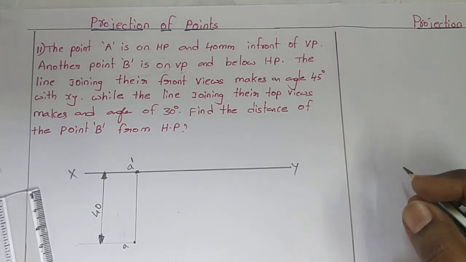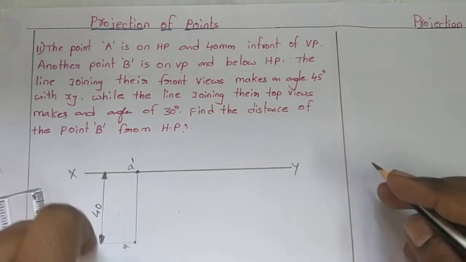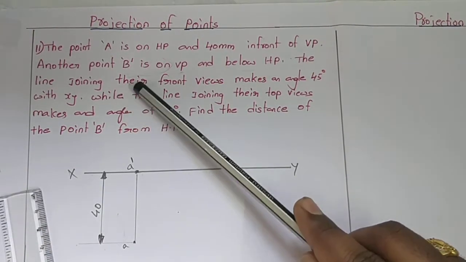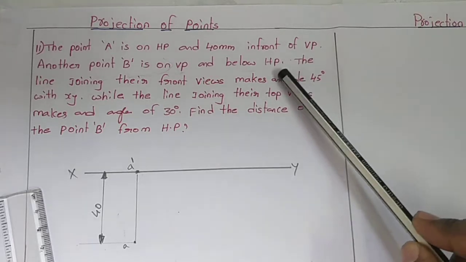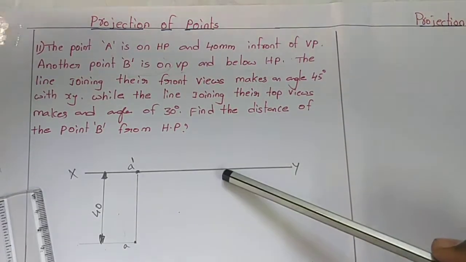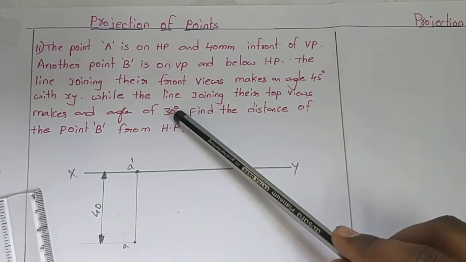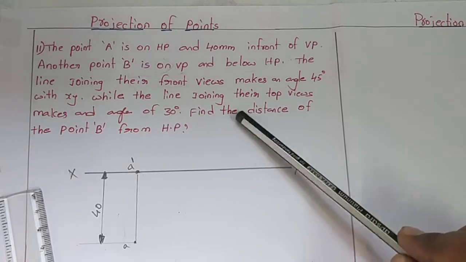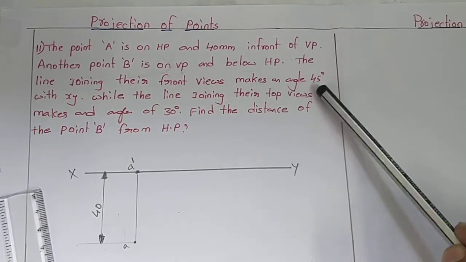Now we need to draw the position of point B. Here the data says point B is on VP and below HP, but no distance from point A to B is mentioned, so we cannot choose any point. For that, they gave one more clue: the line joining the top views makes an angle of 30 degrees and the line joining the front views makes an angle of 45 degrees.